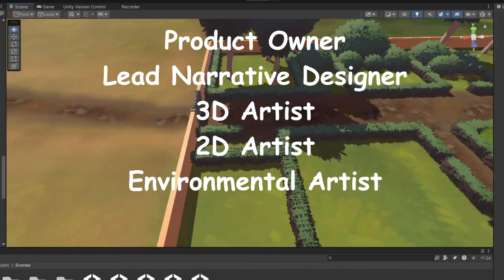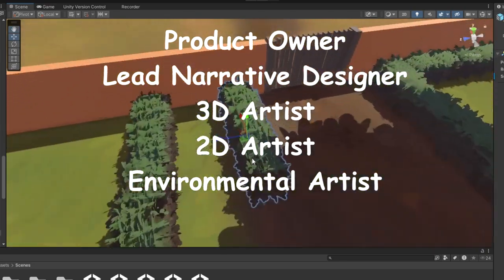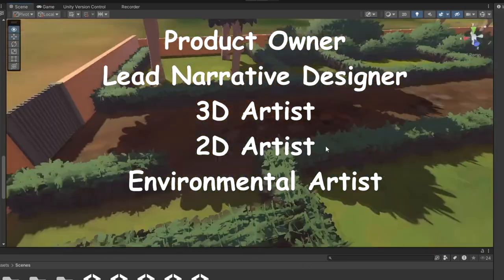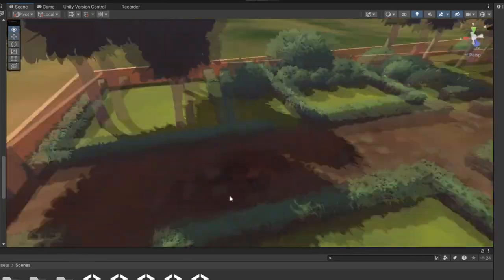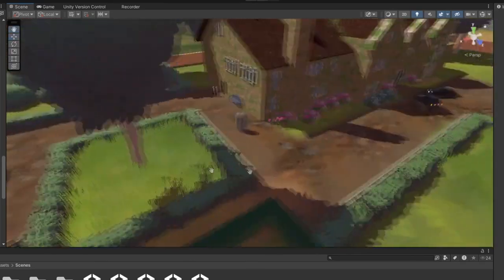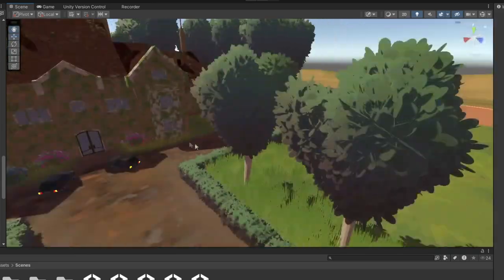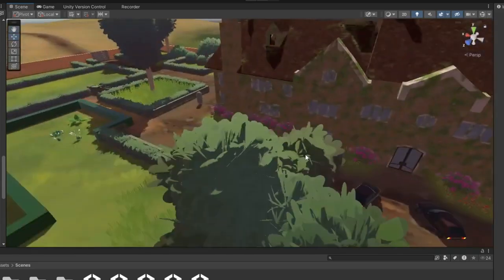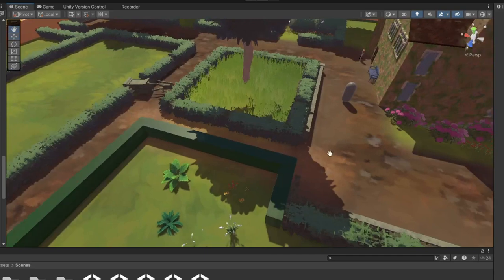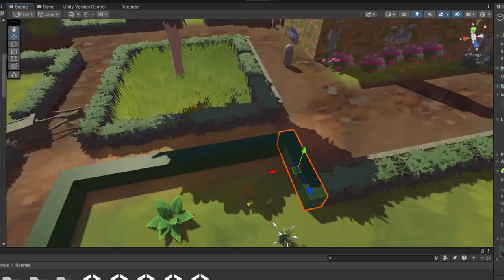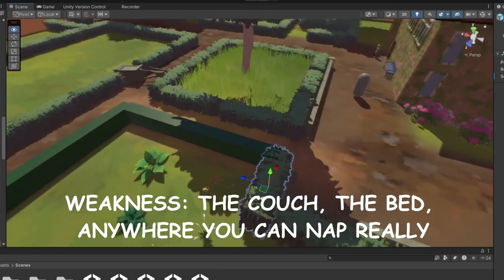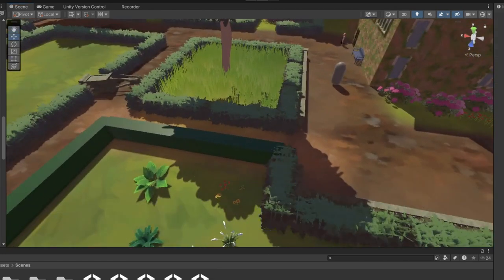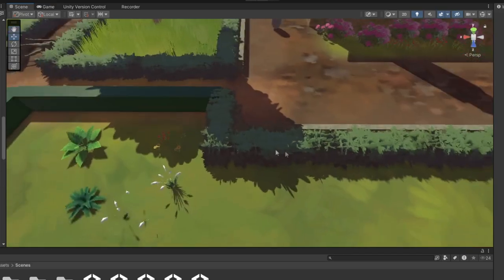Then we have Emma. She is our product owner, lead narrative designer, 3D artist, 2D artist, and she also does environmental art as well. So Emma has been a part of Dandelion Developers since the start of the Haunting Memories project, and she is a very hard worker, and lately she's gotten an interest in narrative design, which is really fun to see. Sadly, her biggest weakness is taking naps, and she absolutely hates the fact that she loves taking naps. And she naps quite a lot.